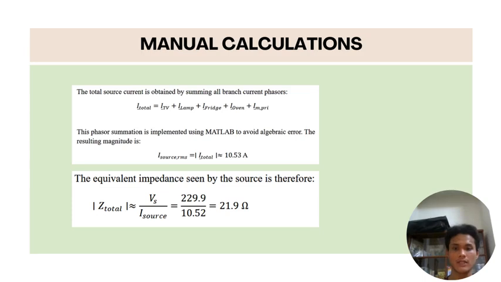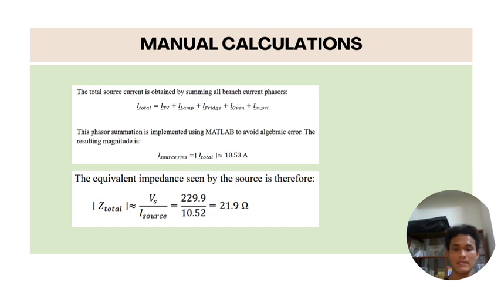The total source current is obtained by summing all branch current phasors. That is, I total equals I TV branch plus I lamp branch plus I fridge branch plus I oven branch plus I motor branch. This phasor summation is implemented using MATLAB to avoid algebraic error, and the resulting magnitude is 10.53 ampere, which is the same as the simulation results.